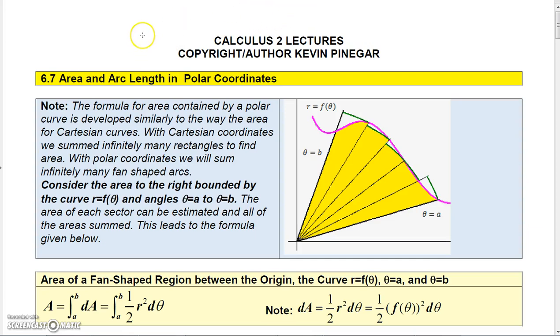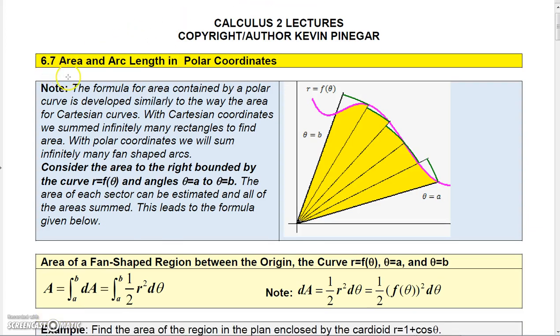Okay, now let's talk about area and arc length. In the earlier sections in Cal 1, we defined the area for curves by using rectangles, and then we summed up infinitely many rectangles to find the area using integration. With polar coordinates, we can kind of do the same thing.